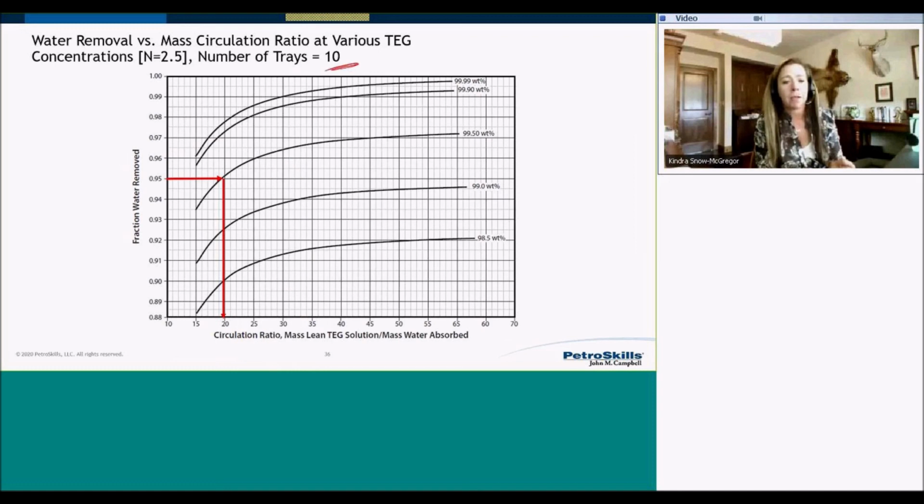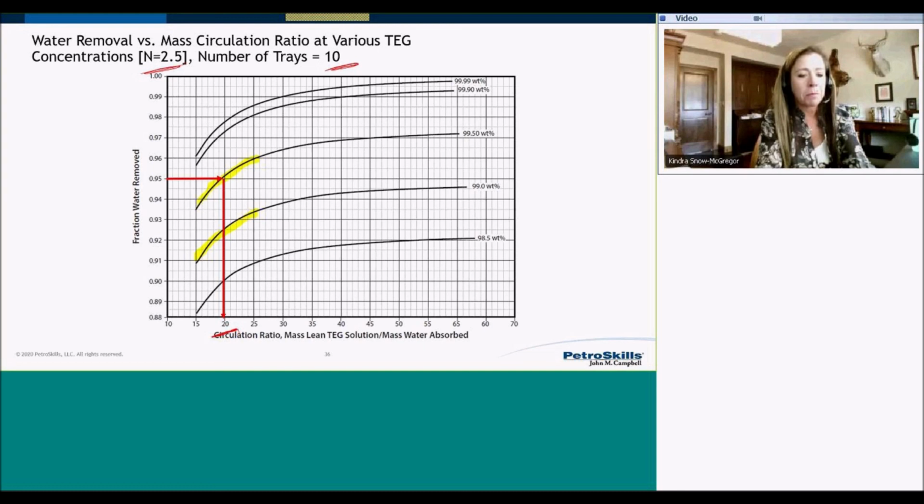Notice 10 trays, so 2.5 theoretical stages, and you can see now I'm down to 20. Now, if I was looking at my plant, I would hope that I would be somewhere in this region. I hope that my process operations is somewhere here.